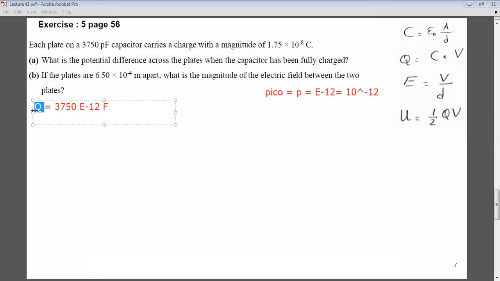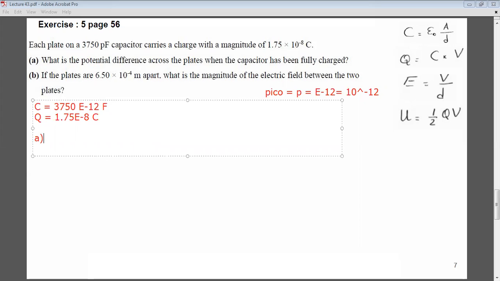Okay, sorry, this is picofarad, so this is the capacitance. Each plate carries a charge Q equal to 1.75 e to the minus 8 coulomb. Part A, what is the potential difference across the plates?